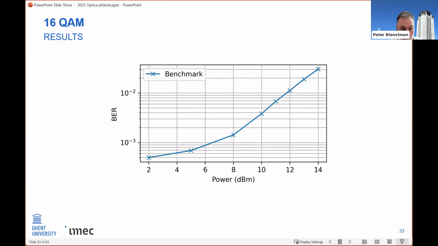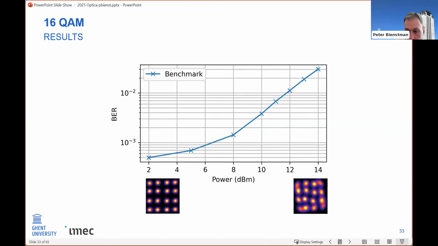So experimental results here, bit error rate as a function of input power. This is the benchmark case where we do not have a reservoir, but just a regular DSP chain as you would normally do. Okay, so again, you have a more linear situation at the beginning for low powers and lots more nonlinear distortion for higher powers. Now, how does our reservoir compare in this case?